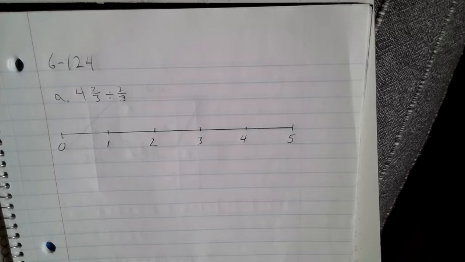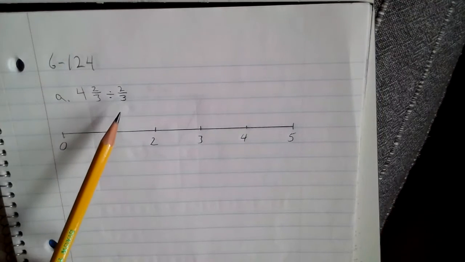We're looking at CPM 124A. It says draw a diagram to calculate each of the following quotients. Here we have 4 and 2/3 divided by 2/3. First of all, let's change the way we read that. We could say, how many complete groups of 2/3 can we take out of 4 and 2/3?